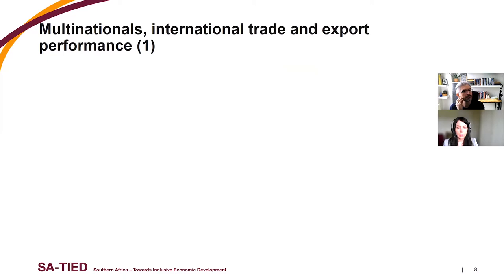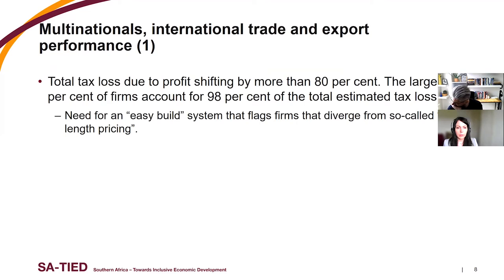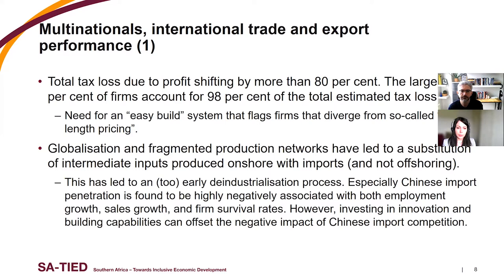Moving to multinationals, international trade and export performance, there is some very interesting research that shows that total tax loss due to profit shifting by more than 80% is happening in South Africa. The 10% largest firms account for 98% of the total estimated tax loss in South Africa. So there is a clear need to focus on these firms in terms of tax avoidance. There is a paper in this work stream that shows an easy-to-build system that flags firms that diverge from so-called arm's length pricing, that could be established in the South African case and has been successful in other settings. And finally, globalization and fragmented production networks have led to a substitution of intermediate inputs produced onshore with imports. So traditional offshoring is not happening so much in South Africa as we see in other similar countries.